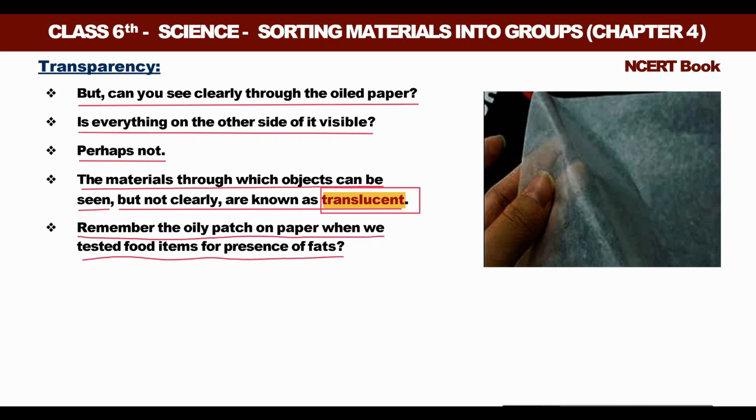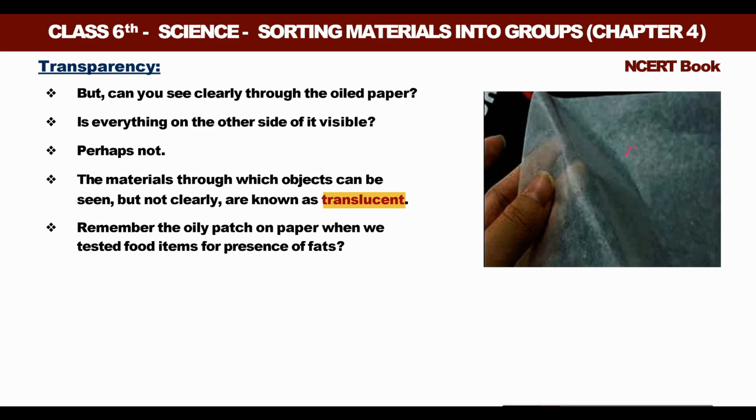You read in earlier chapters that if there is an oily patch on a paper, suppose you take a food and wrap it with the paper, and the paper has an oily patch somewhere, that means that food has fats. So if you fold the paper around the food and leave it, and the paper has an oily patch, it means that food has fats. Here you can see that it is an oily patch paper. And from here you can see the finger, but it is not clearly visible on the other side of the paper, so it means it is translucent.